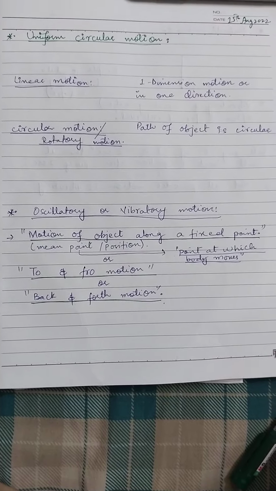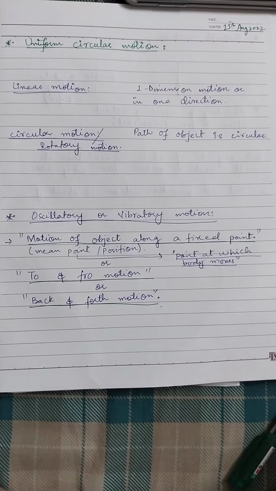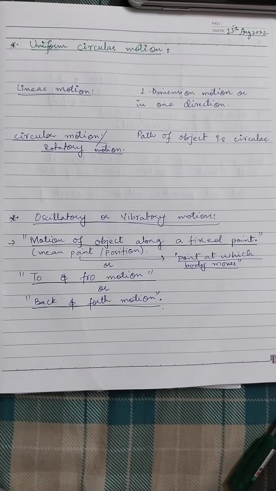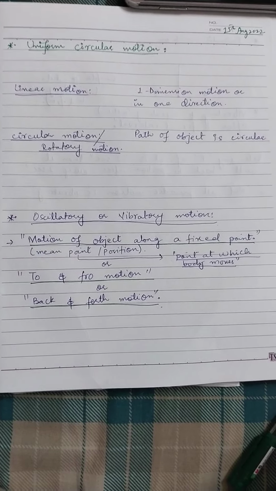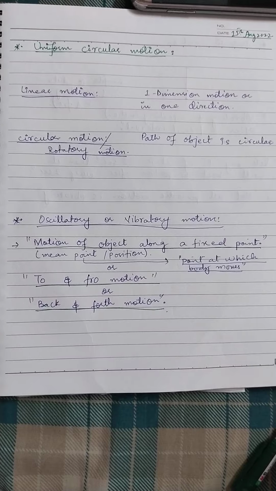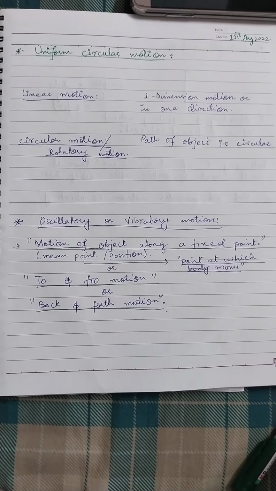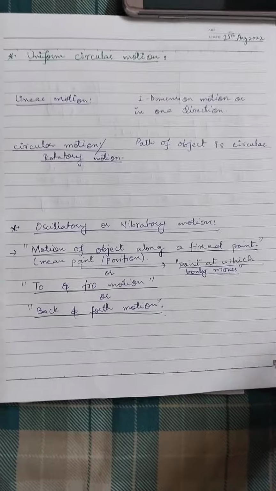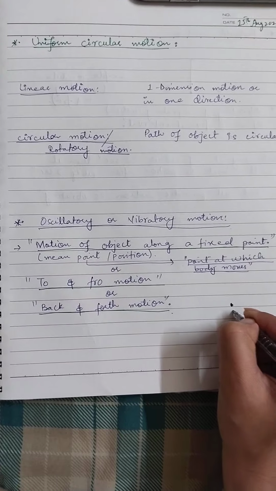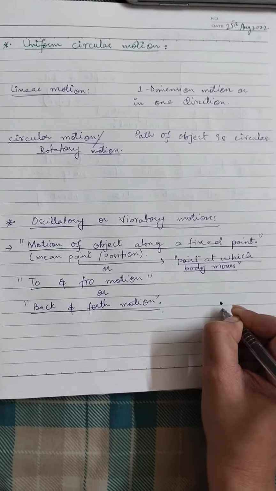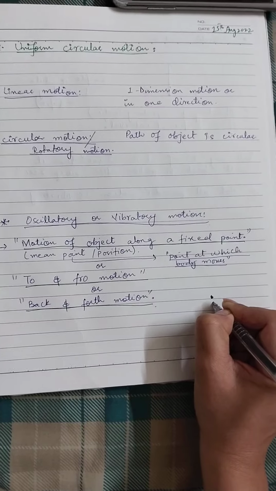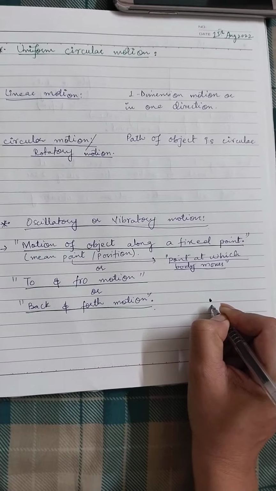Now the final thing that we are going to study in this topic is oscillatory or vibratory motion. Keep in mind, the motion of an object about a fixed point is called oscillatory or vibratory motion. A few more names are to-and-fro motion and back-and-forth motion. Let's suppose an object is moving about this point, and this fixed point, around which a body moves, is called the mean point or mean position.